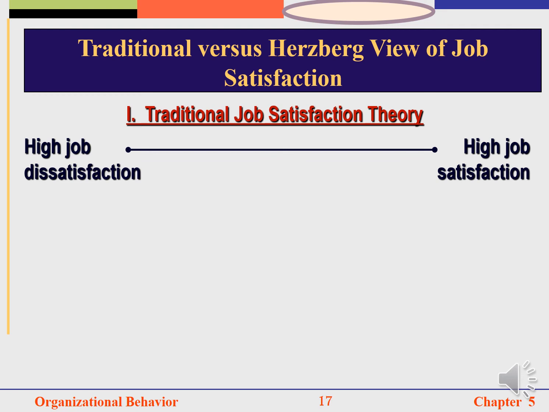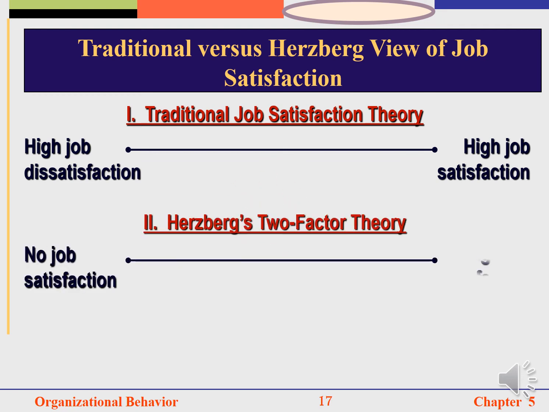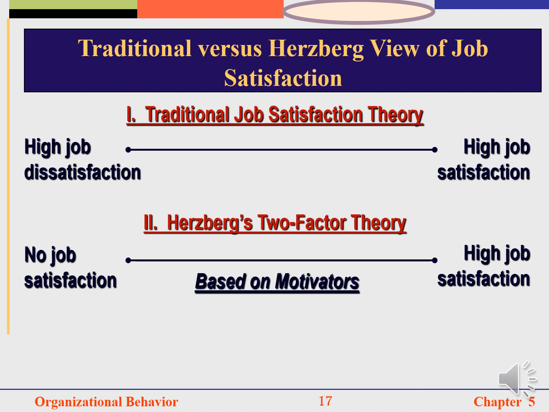Herzberg said, no, this is not true. Actually, we have two different kinds of feelings. The first feeling is positive, which is satisfaction. The satisfaction may be reduced to zero. We say no satisfaction. Pay attention, I didn't say dissatisfaction. No satisfaction means the satisfaction is zero, but it is not negative dissatisfaction. The maximum amount produces job satisfaction. And this is the responsibility of the motivators, the satisfiers, or the motivating factors.